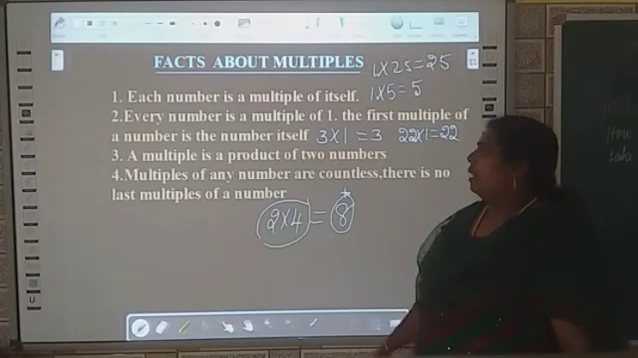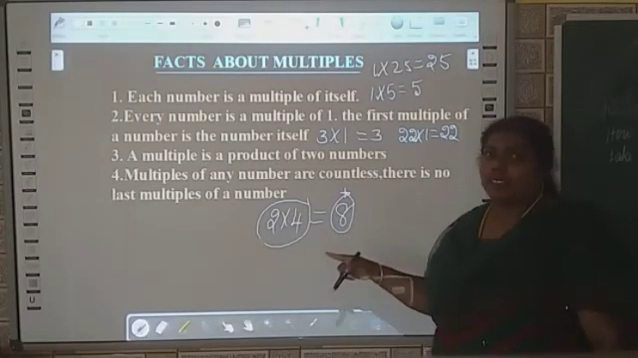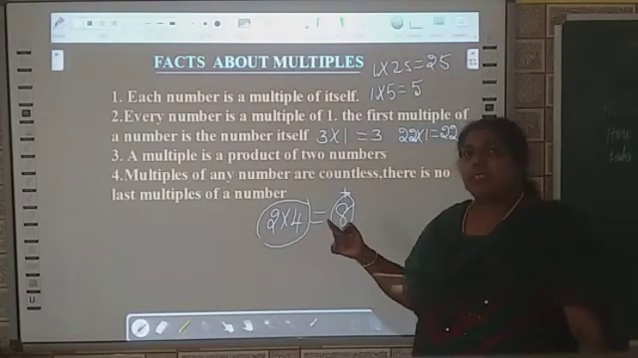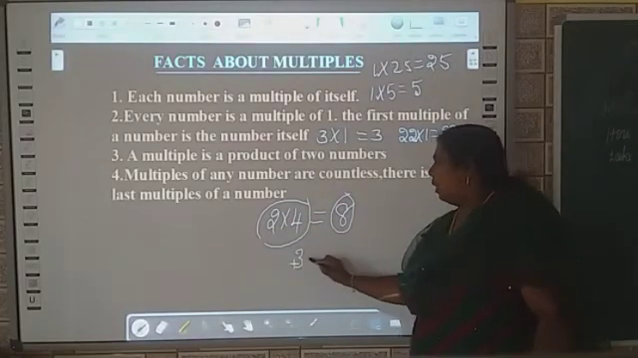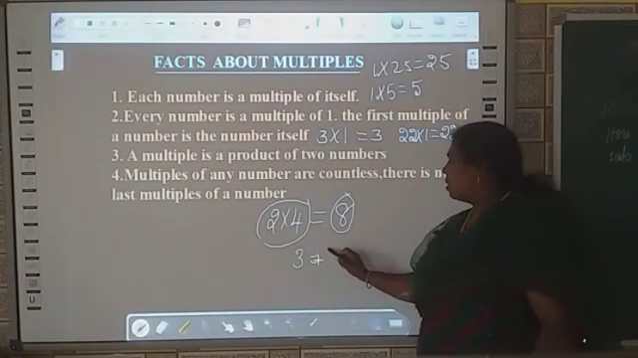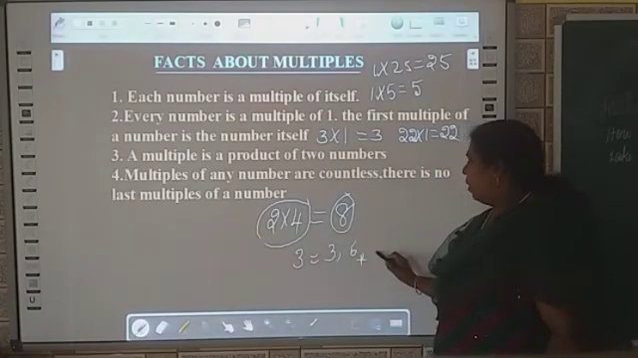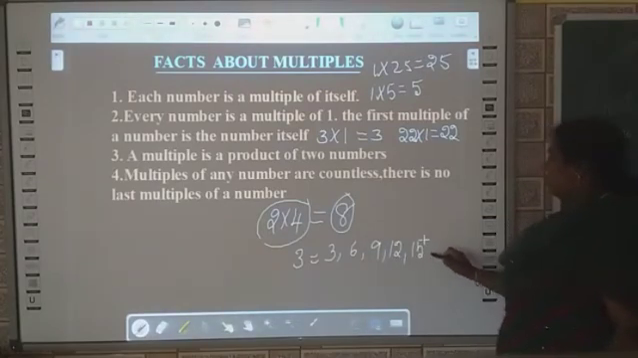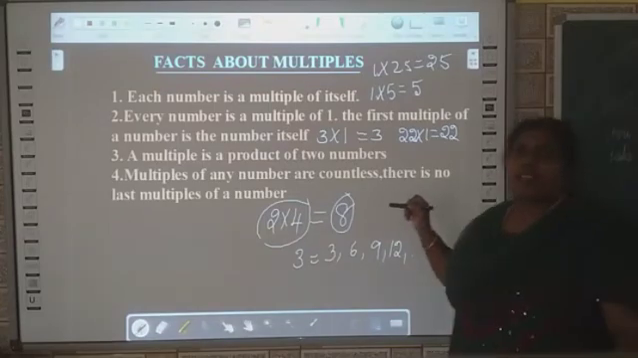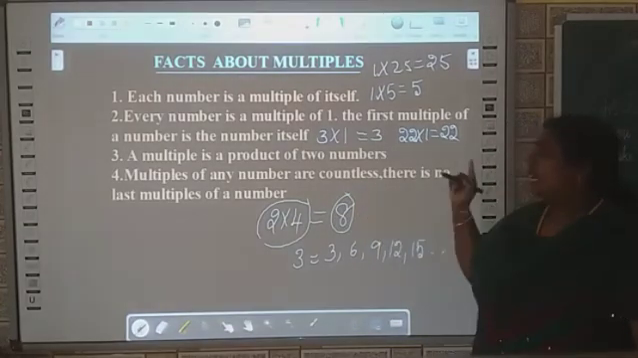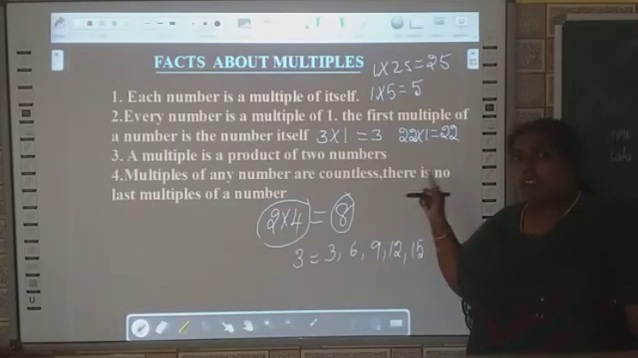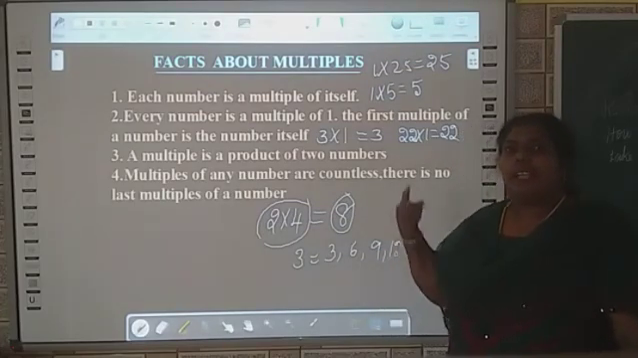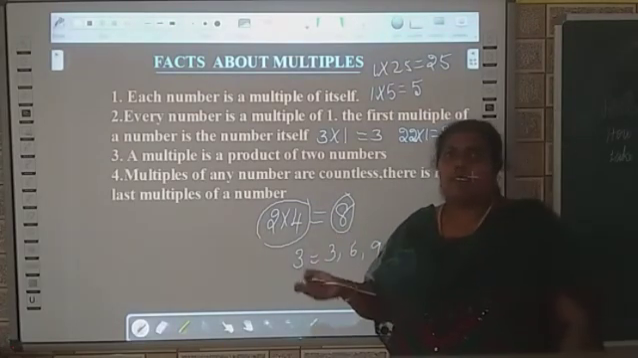Then the last one, multiples of any number are countless. There is no last multiple of a number. Countless means, for example, multiples of 3. Now we can write them. The first multiple is 3, second one 6, then third one 9, then fourth one 12, then 15, then it will go. It is endless. Understand? That is the fourth fact. The multiples of any number are countless. There is no last multiple of a number. If you take any number, we cannot get the last multiple. It is countless, unlimited.